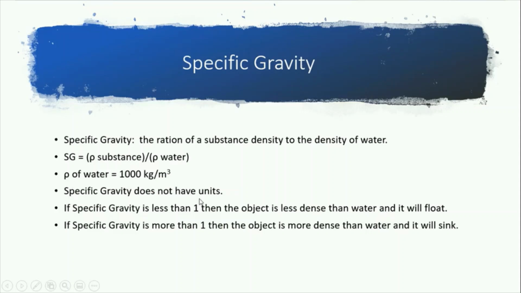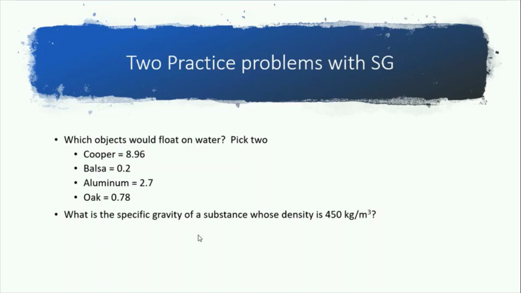If you see specific gravity in a problem, here are the things to pay attention to. If the specific gravity is less than 1, it means the object is less dense than water and it will float on it. If you see the specific gravity is more than 1, it's going to be more dense than water and it's going to sink. If you see the specific gravity is equal to 1, I didn't put that on here, it means it's water because it's the same density. Okay, so for this problem with specific gravity, pause here and take a minute. There are 2 questions and then we'll come back and talk about it.